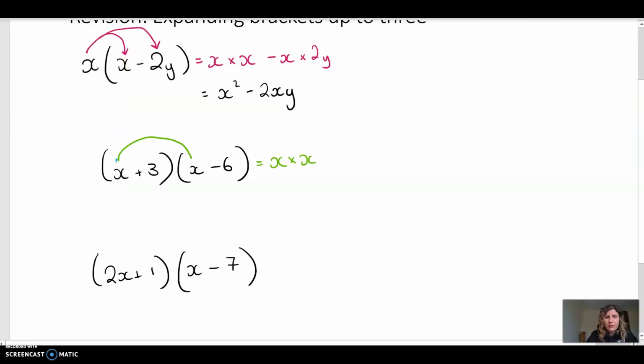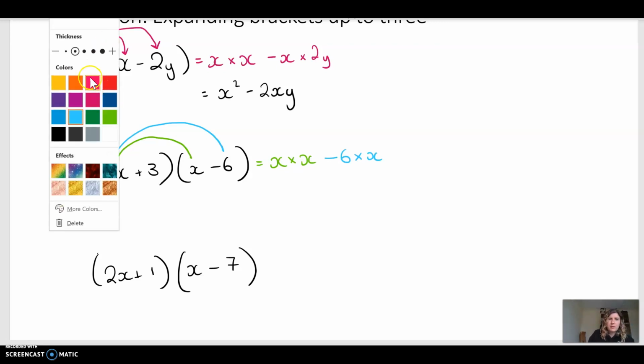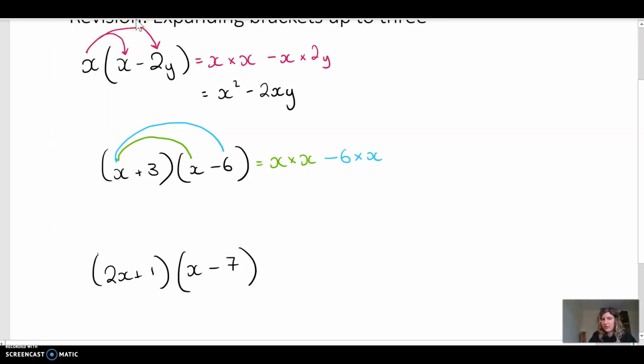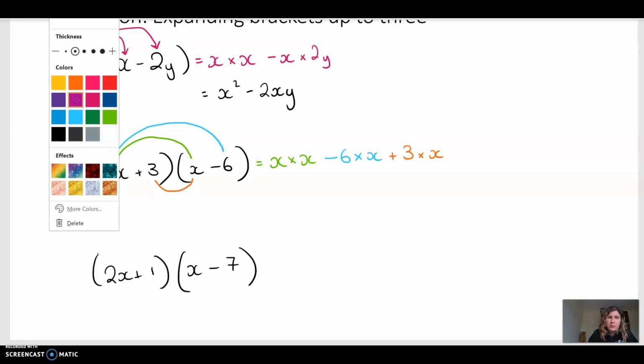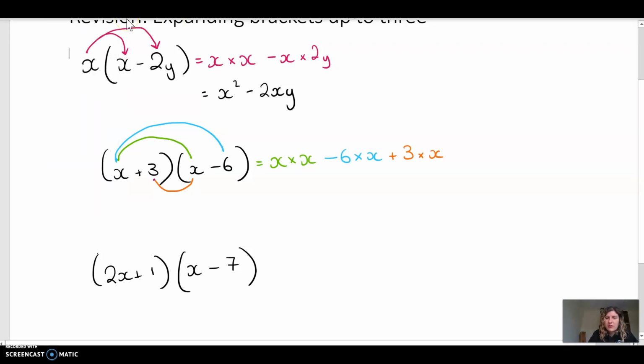Then we multiply the first thing from the first bracket with the second thing from the second bracket. And you'll notice that that's kind of exactly the same as what we did above. So we now have negative 6 times x. Again, remembering if that's a negative and that's a positive, then that resultant is a negative. We're then going to multiply the second thing from the first bracket with the first thing from the second bracket. So that's positive 3 times x. And then lastly, we're going to multiply that last thing from the first bracket with the last thing from the second bracket. So we end up with negative 6 times 3.